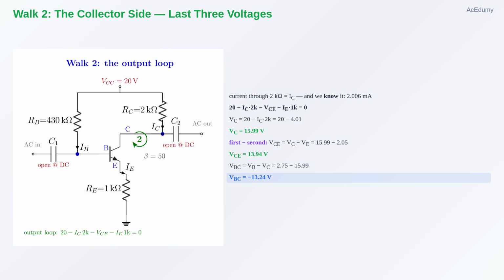One sanity check before we close. The supply should split entirely across the 3 drops. The collector resistor takes 4.01. V sub CE takes 13.94. The emitter resistor takes 2.05. Add them. 20 volts exactly. Nothing leaked. Let us pocket the lesson.